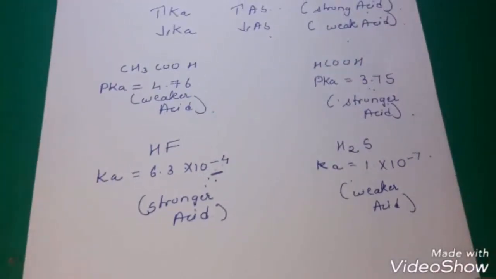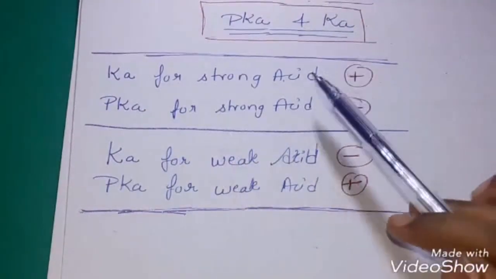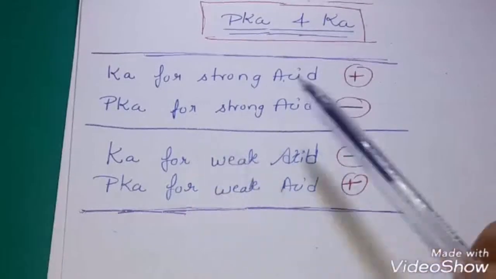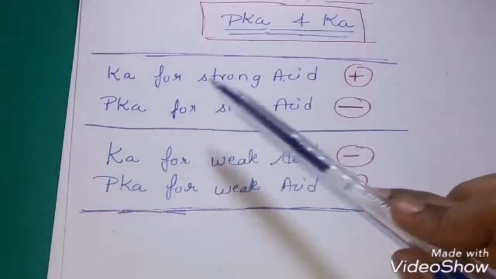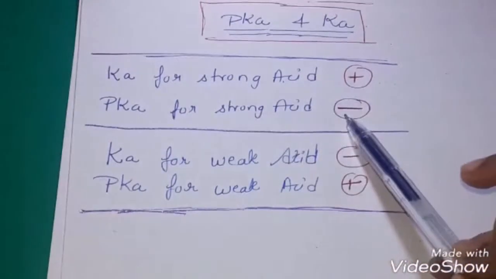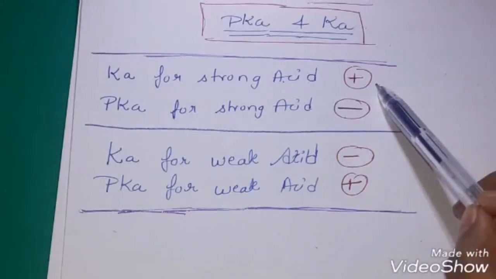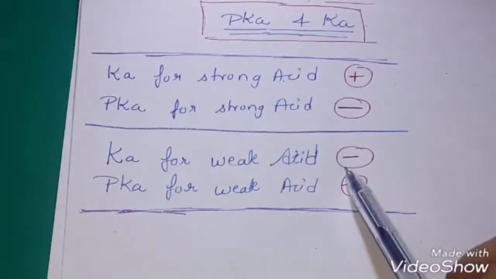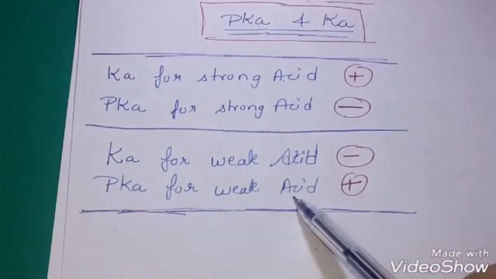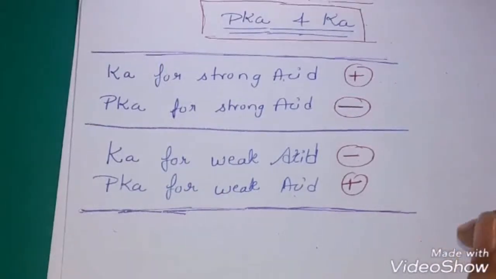Okay, you can also remember this concept. The Ka for strong acid is always positive, pKa for strong acid is always negative. So if in a question they have given you the pKa value in negative, the value will be the same, but only the sign will change. Same for weak acid, it's vice versa. Ka for weak acid is negative, pKa for weak acid is positive. Okay, so this is also one thing which you should remember.